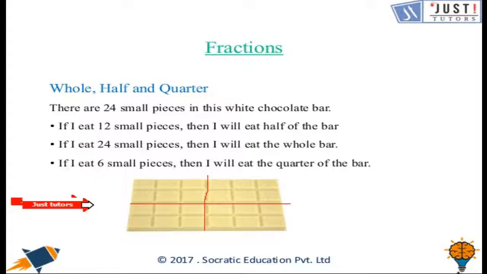Here we have a bar of 24 small pieces. If I ate 24 small pieces, I will eat the whole bar. If I ate 12 small pieces, I will eat half of the bar, and the quarter of this bar would be 6 small pieces. So that's how we can connect fractions with a chocolate bar as well.